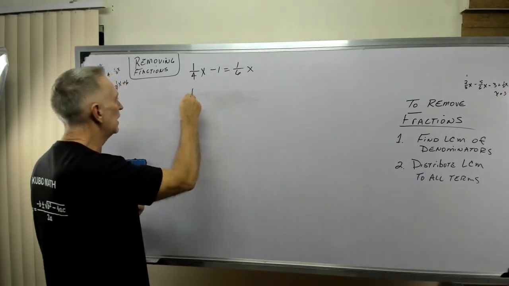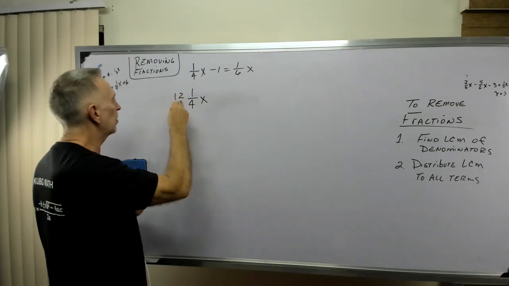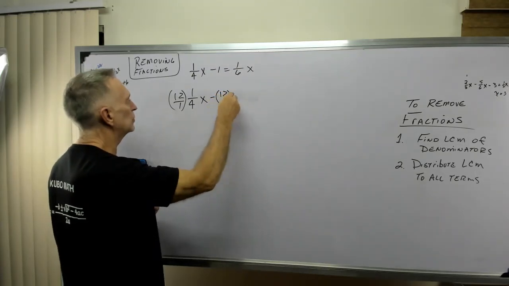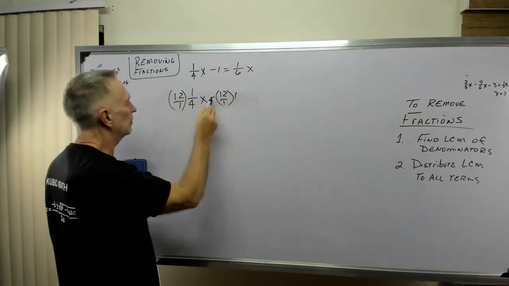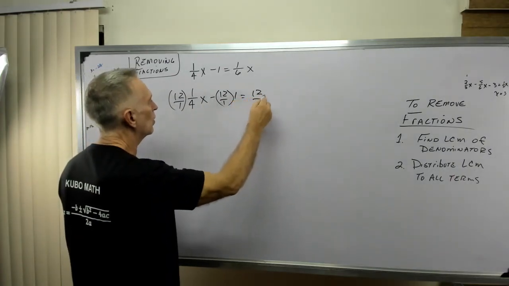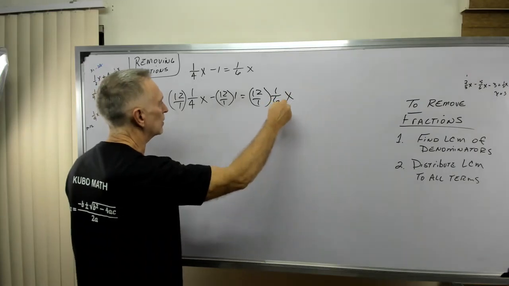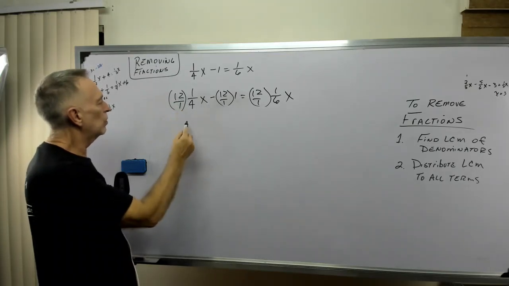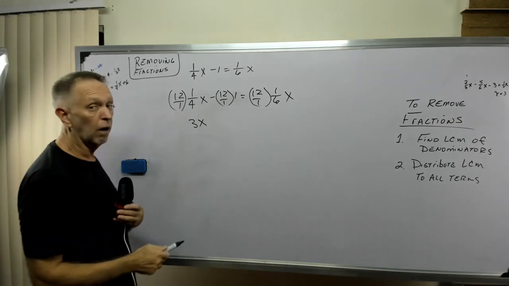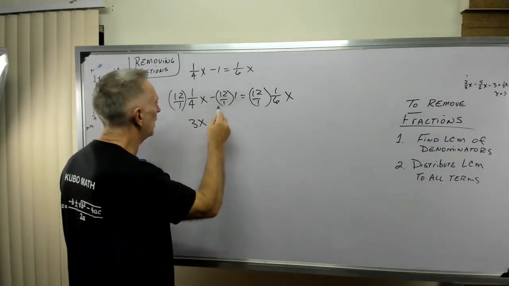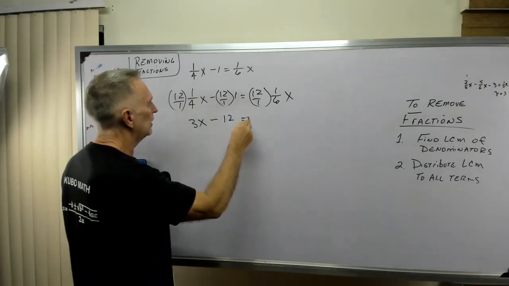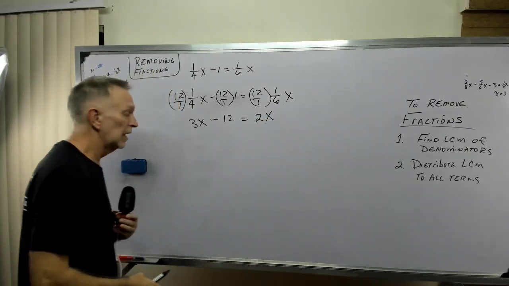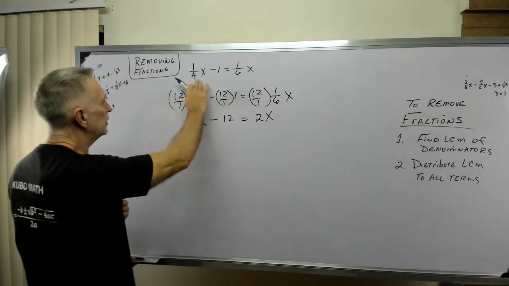So in that case, I have 1/4 x, and I'm going to multiply that by 12 over 1, minus 12 over 1 times this 1. So there's the negative in front of it. And that equals 12 over 1 times 1 over 6x. Okay, 12 times 1 is 12, 1 times 4 is 4, 12 over 4 is 3 times x. Whoa, that fraction just went away. Minus 12 times 1, which is 12, and that equals 12 over 6, which is 2 times x is 2x. How cool is that? Now all these fractions, they're gone.